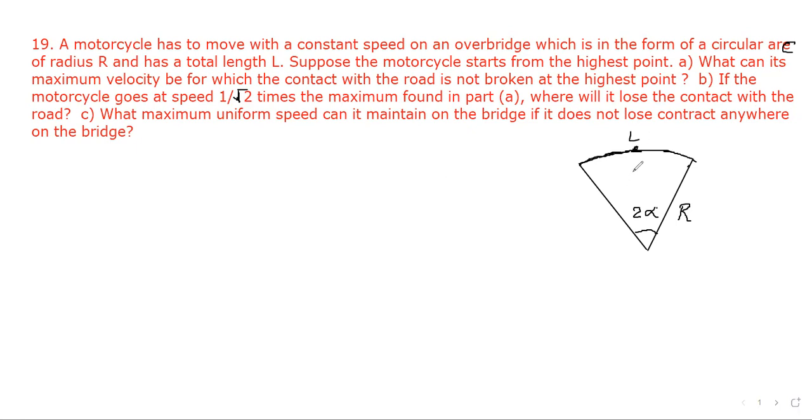The length of the arc is L, radius is R. So we can say arc upon radius equals angle. So 2 alpha equals L upon R.